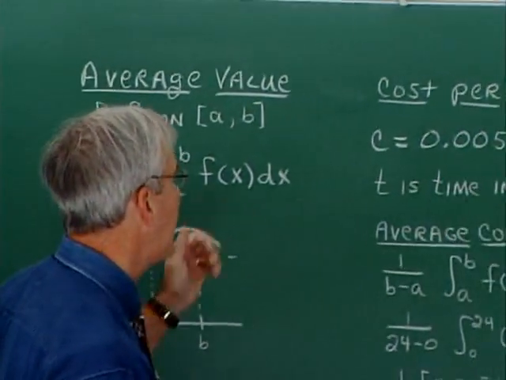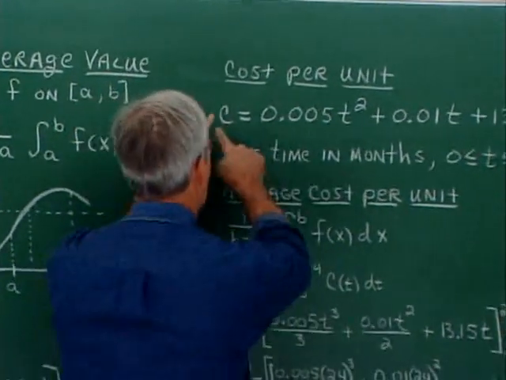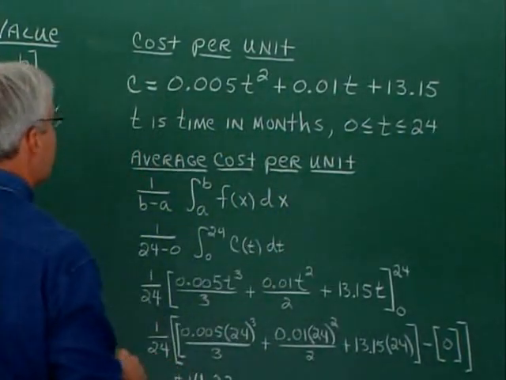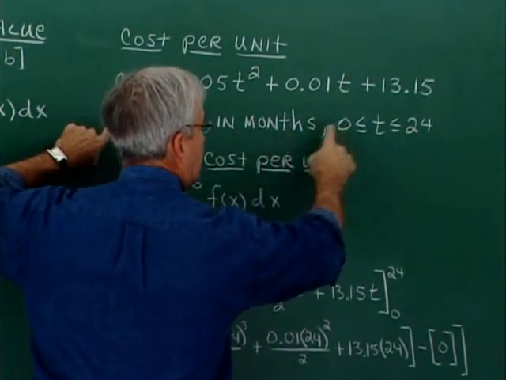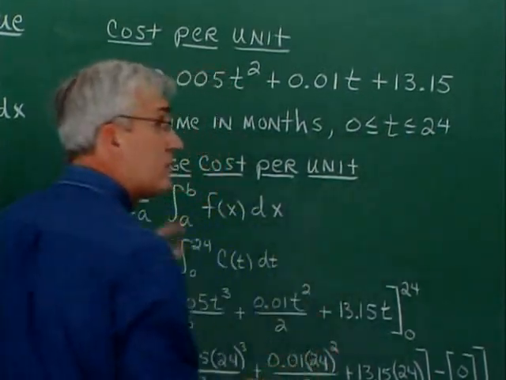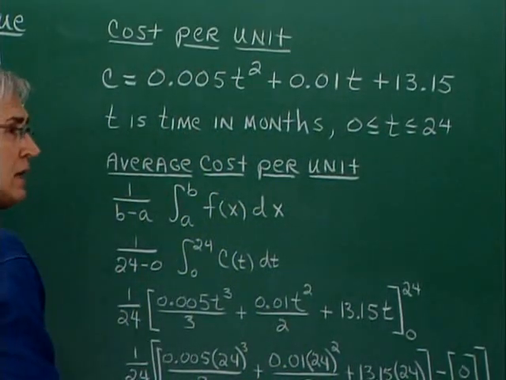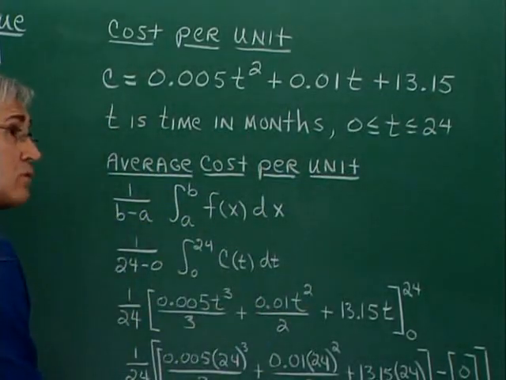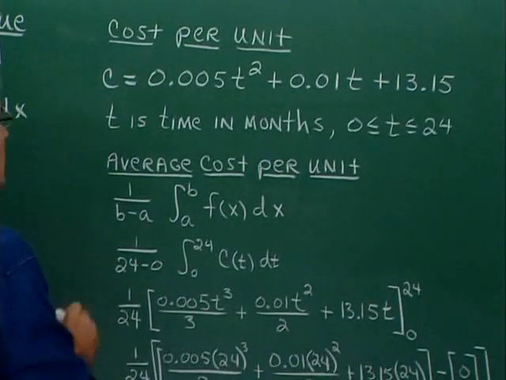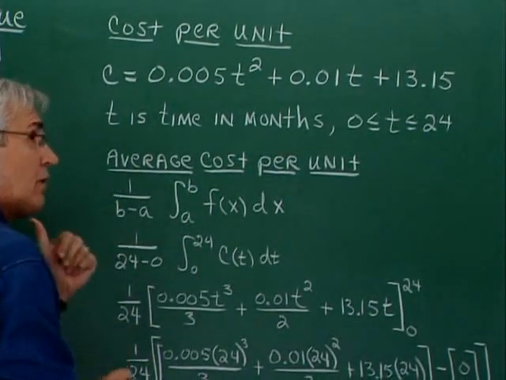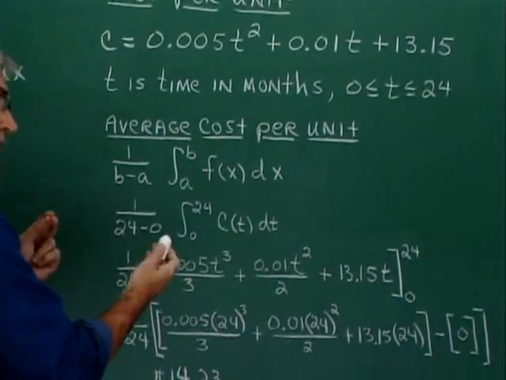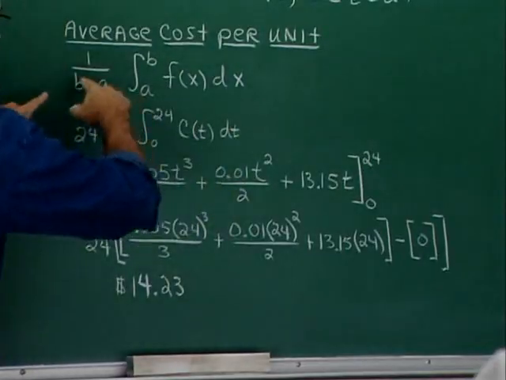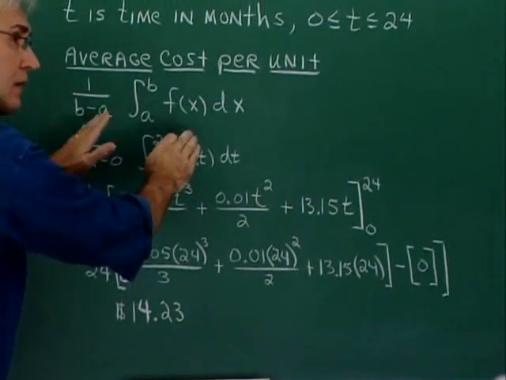Suppose we have a cost function. Now this is cost in terms of time, and this is the cost per unit in terms of time. t is time in months, and time runs from 0 to 24 months, so this is time over a 2-year period. Now, the average cost per unit during this time period is what we want to calculate. So, the average value of the function in this interval from 0 to 24. So, it's using this relationship and just plugging into it like a formula.